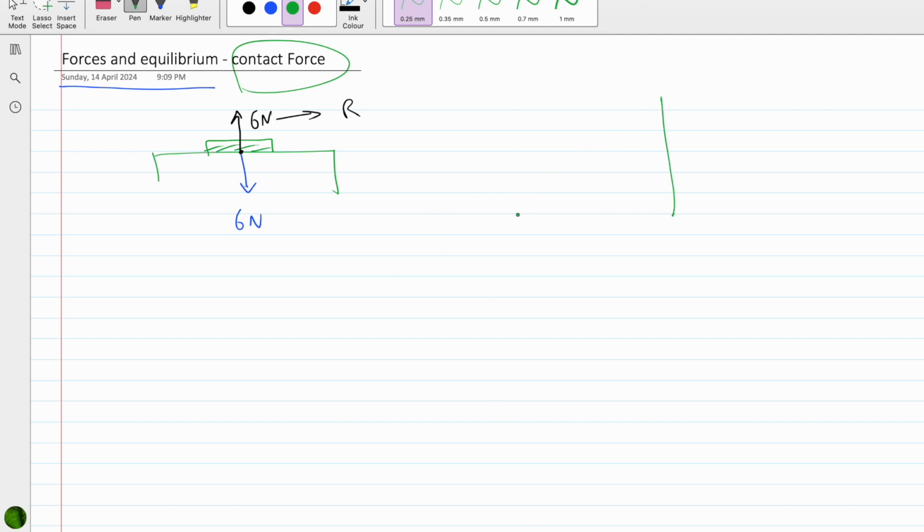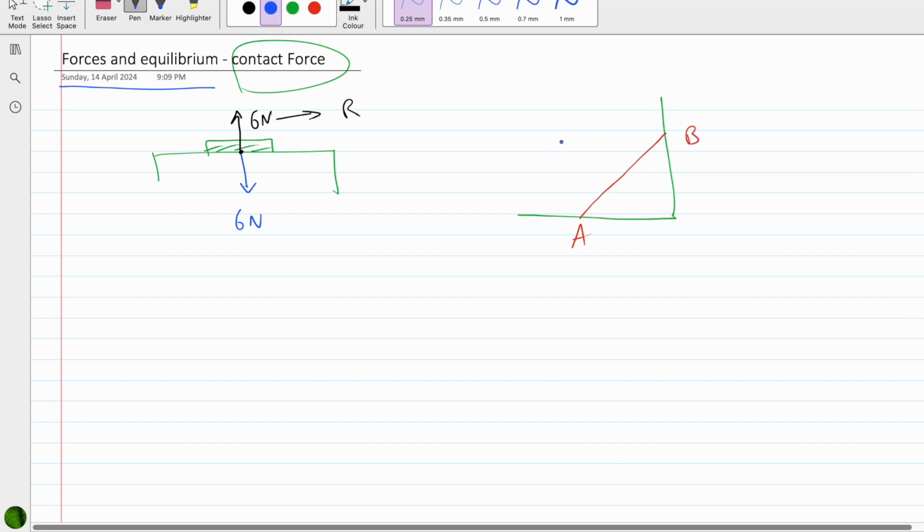And be careful when you have an object like a ladder resting against the floor at A and the wall at B. Contact force is always perpendicular to the surface, not the object. So it is perpendicular with the wall and it is perpendicular at A with the floor. These are contact forces. So in the first case, contact force R is equal to weight.